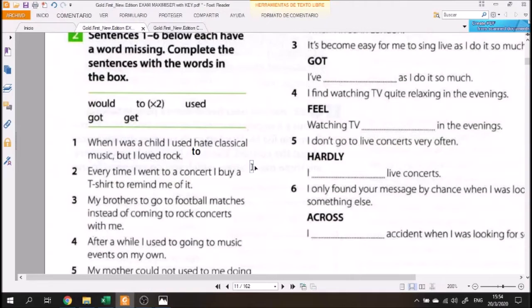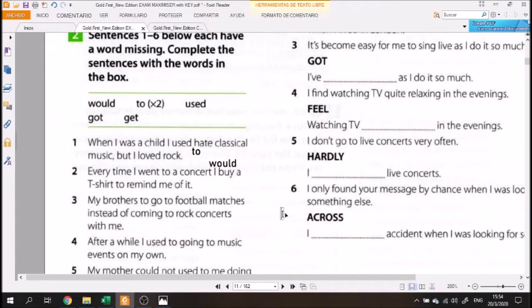I used to hate classical music, but I loved rock. Every time I went to a concert, I would buy a t-shirt to remind me of it. Is it clear where you should put it? I would buy there in the middle.